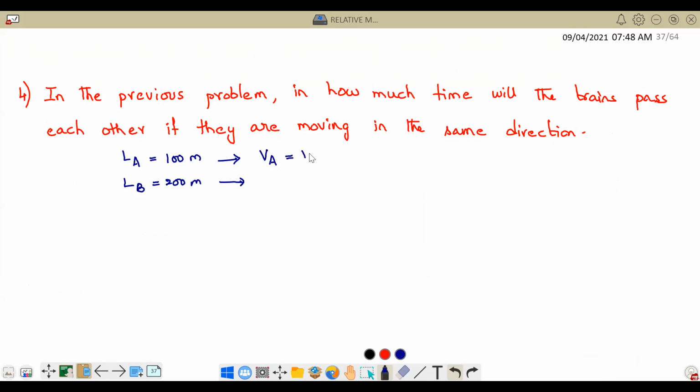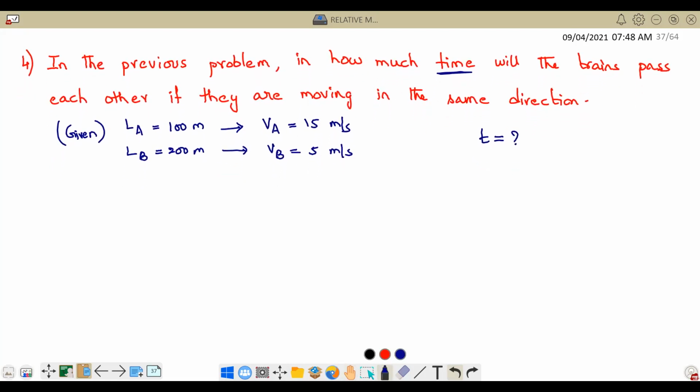What is the speed of A? 15 meters per second. What is the speed of B? 5 meters per second. This is given because we have solved the previous problem. Now they're asking the time that they pass each other if they are moving in the same direction. Drawing the diagram is important. Is it 30 seconds? Yes, 30 seconds. But drawing the diagram is very important here.